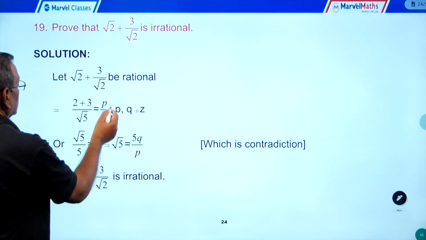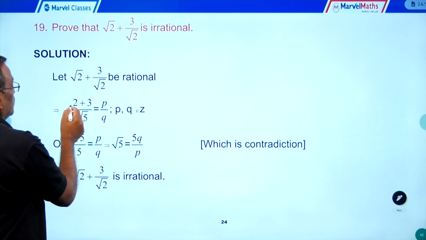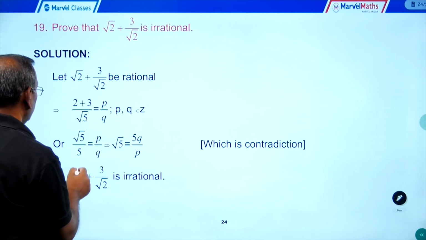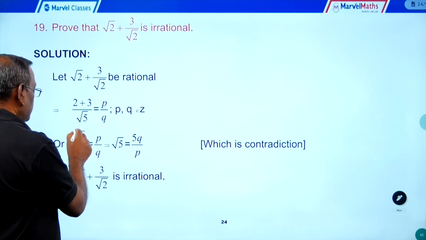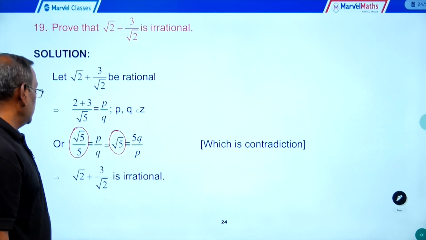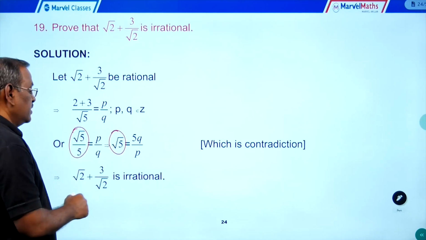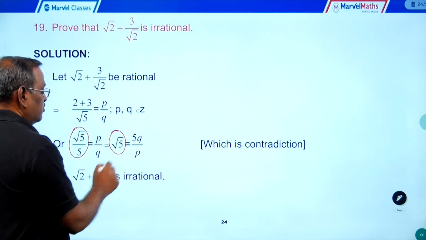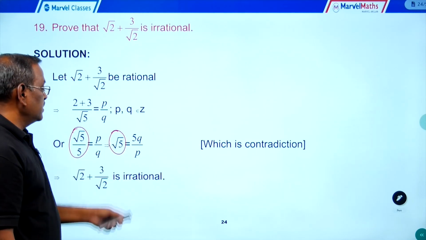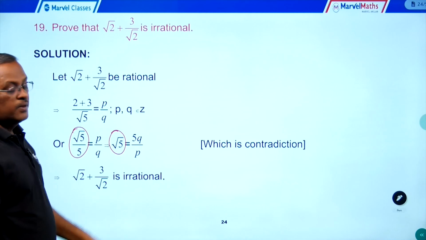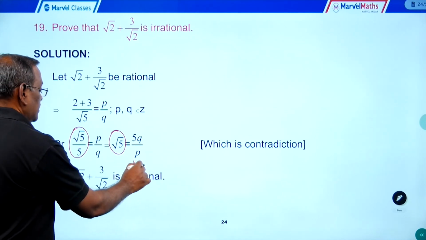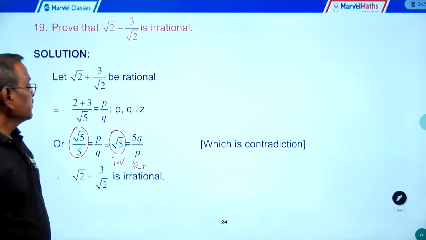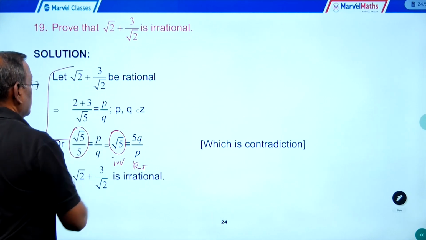So how to simplify this? Cross multiply. Root 5 into root 5 is 5, plus 3, by root 5, equals p by q. So 8 by root 5 equals p by q. Cross multiply: root 5 equals 8q by p, where q and p are integers, so 8q by p is rational. But this is rational and root 5 is irrational, which is not possible, and hence this is an irrational number. So very important, these three steps are very, very important.